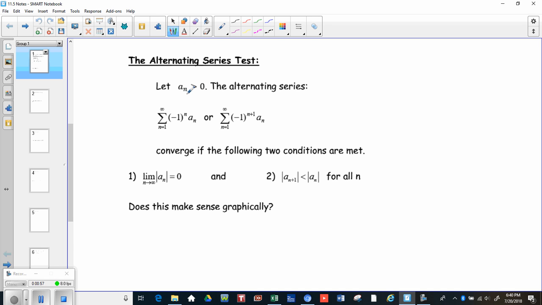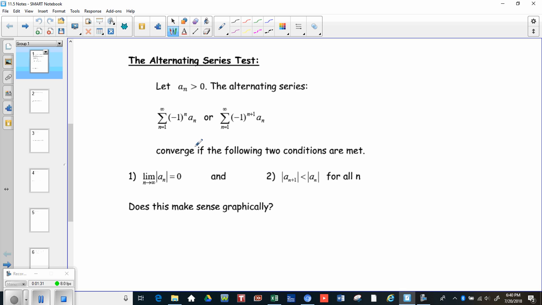So your a sub n needs to be positive, and we're going to qualify something with that. So if you have the series, negative 1 to the n, a sub n, the a sub n part here, this part has to be positive. Obviously, this negative 1 to the n is going to alternate the terms, so the terms are going to go back and forth between positive and negative. Or you could have negative 1 to the n plus 1, which just means you're going to start instead with a positive term and then a negative term and so on. An alternating series is going to converge if the following two conditions are met.